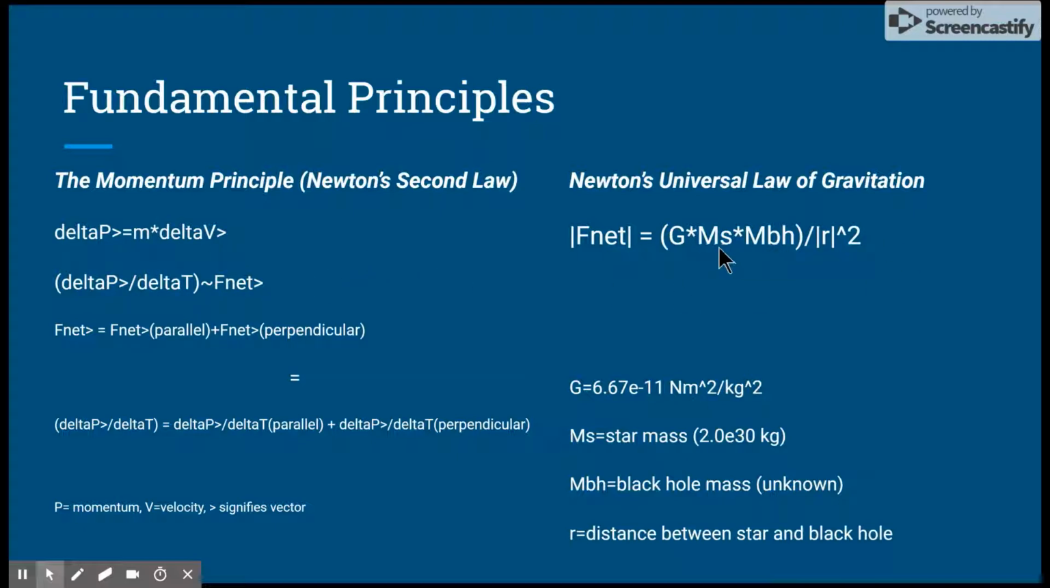The universal gravitational constant is multiplied by both the mass of the star and the mass of the black hole, and then divided by the distance between the star and black hole squared. Also, since I am analyzing the parallel and perpendicular components of the net force on the star, the sum of the rate of change of momentum in both the parallel and perpendicular direction will equal the net force on the star.